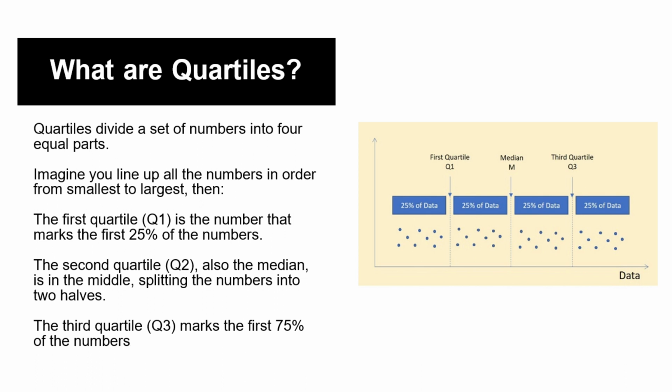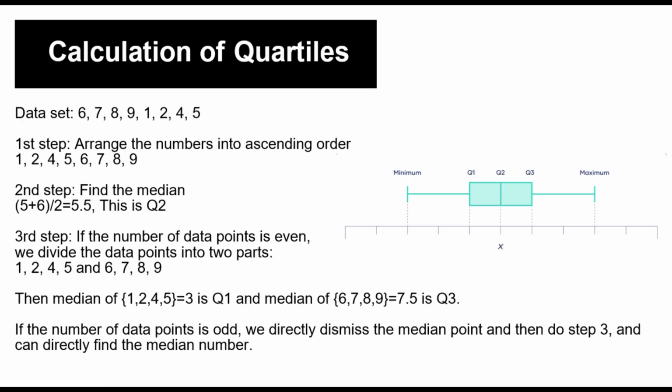Then the first quartile, Q1, is the number that marks the first 25% of the numbers. The second quartile, Q2, also called the median, is in the middle, splitting the numbers into two halves. The third quartile, Q3, marks the first 75% of the numbers.